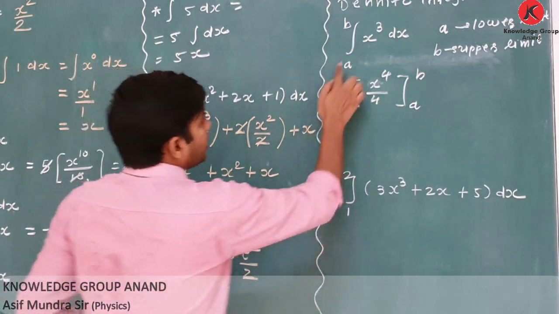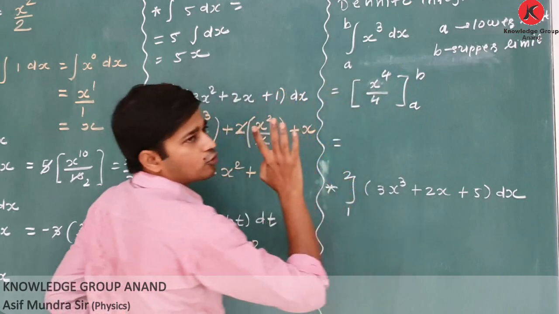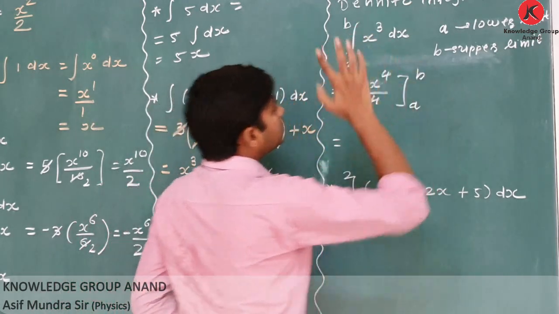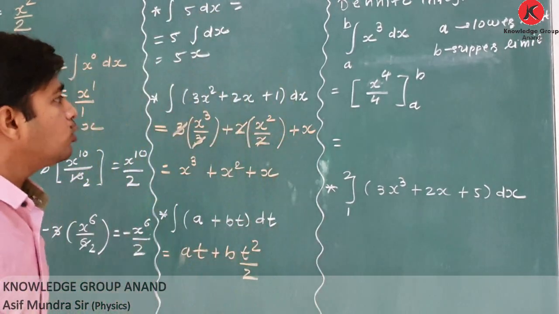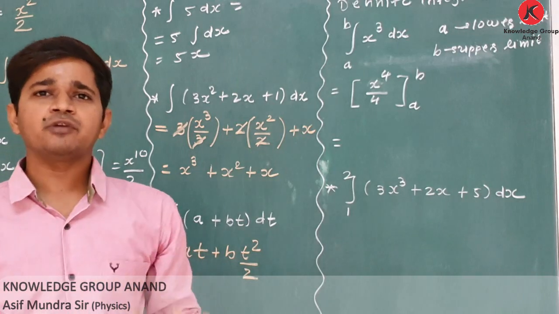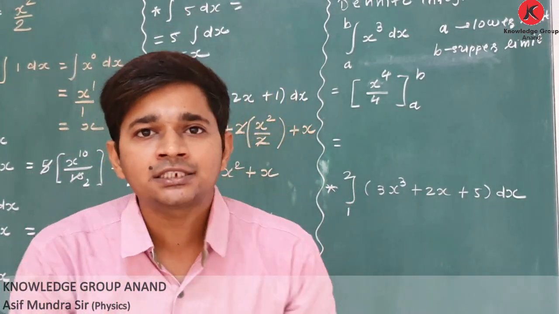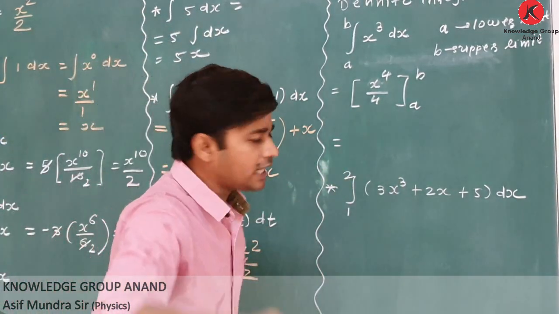Clear? Again, integration x cube dx is equal to x raised to 4 upon 4. Write in square bracket, lower limit here, upper limit here. Any doubt? Now how to put limit? You have to remember one equation: upper limit minus lower limit. How to put limit? See here.